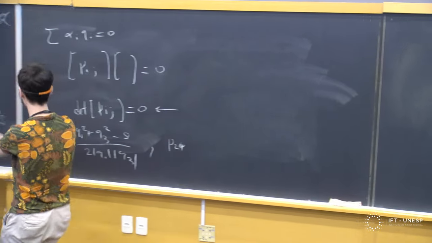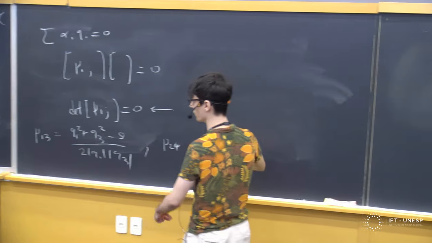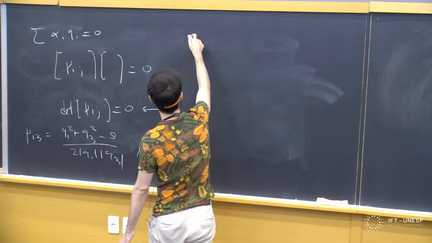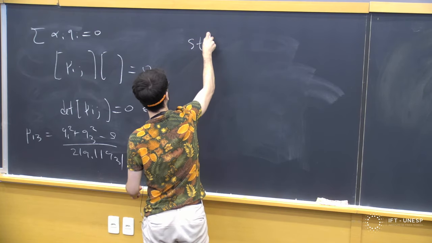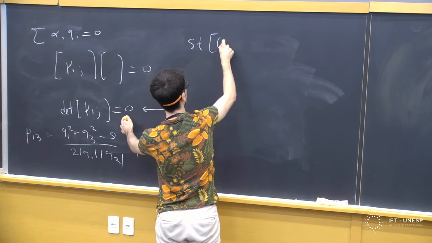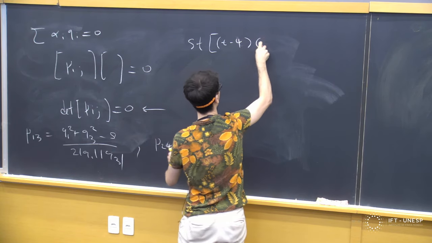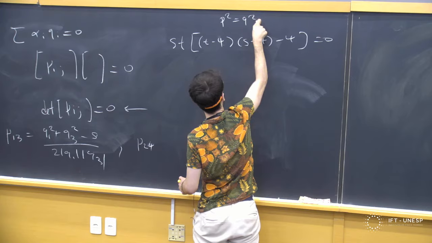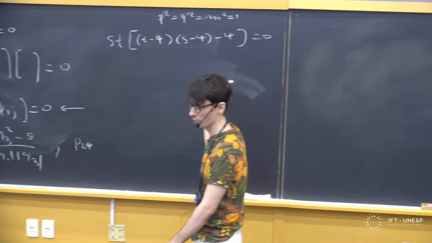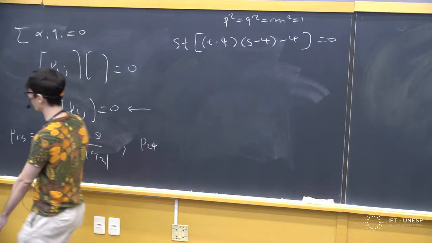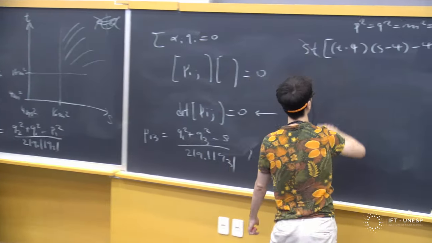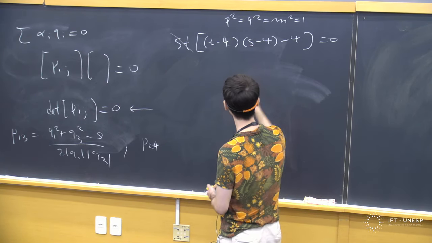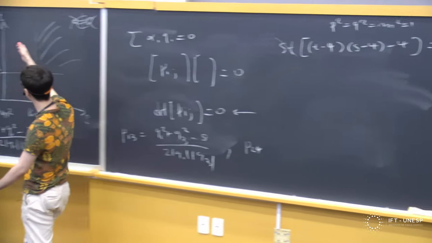Then, for this example, I did it in Mathematica. I have the equation there, but it's not worth writing down. But if you plug that in, you find that this equation turns out to be this, minus 4, S minus 4 equal to 0, where P squared equals Q squared equals M squared equals 1, just for simplicity. And since I'm in this region here, I don't care about these. And this would be an equation, a curve, which would be like this.